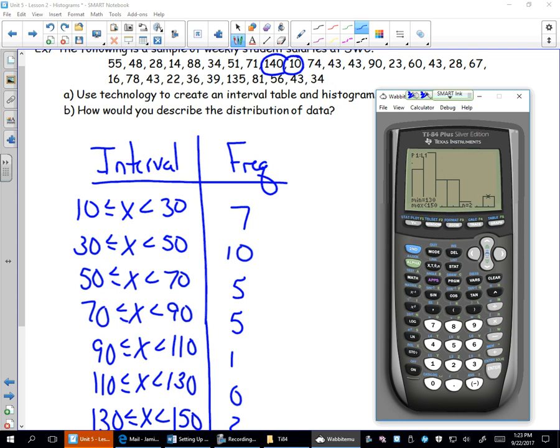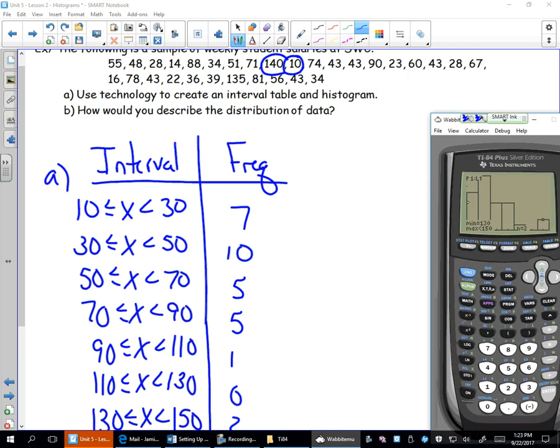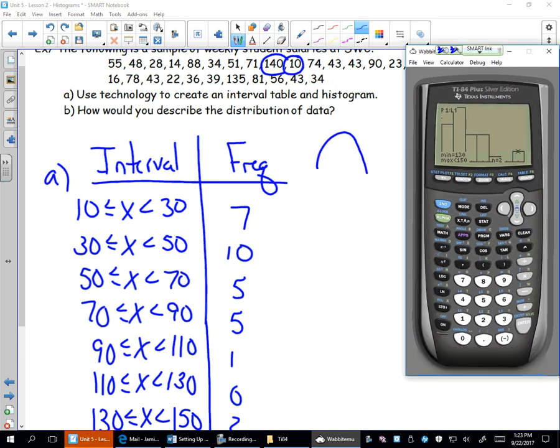Part B asks us to describe the distribution. So if I was thinking about putting a graph on this, okay, we get something like that, right? Most of my data is down at the bottom end. So this thing is positively skewed again.